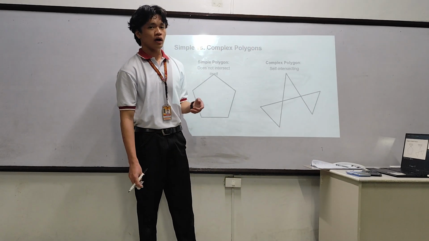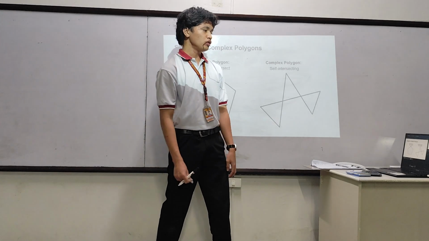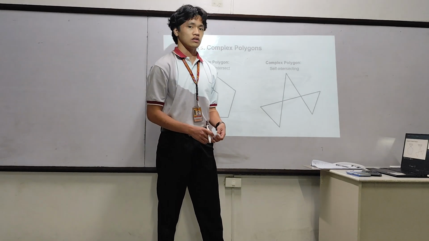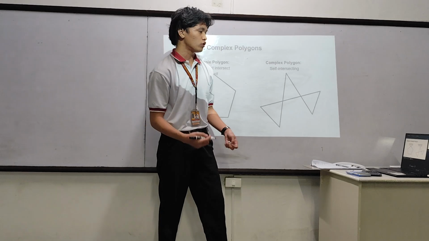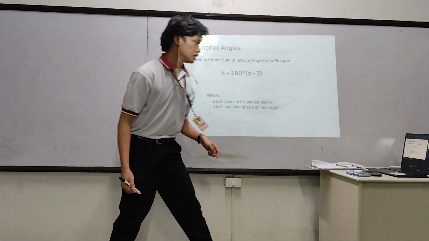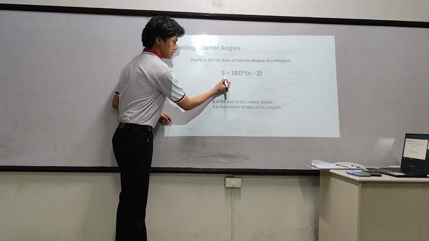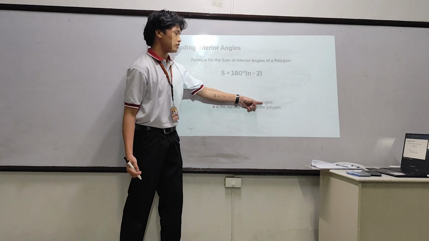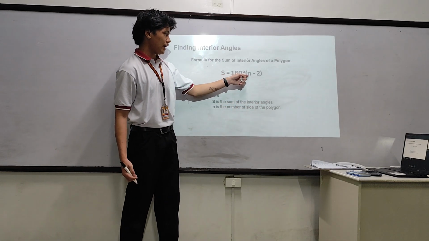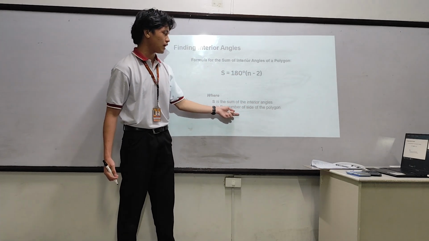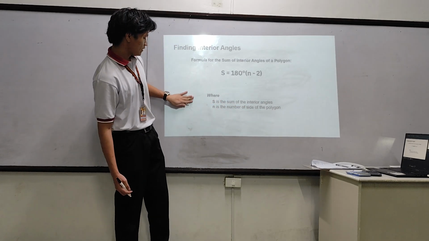So I also have a problem for this. How do we find the interior angle of a polygon? Well, there is a formula for that, which is like this. S is equal to the sum of the interior angles, and n is the number of sides of the polygon.